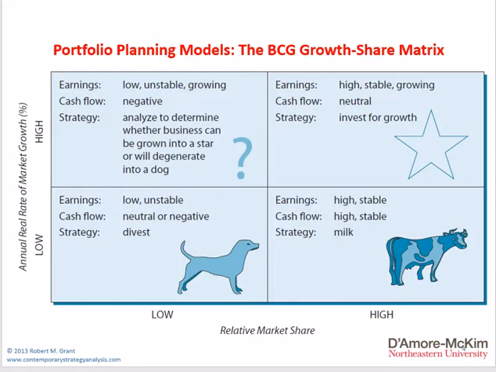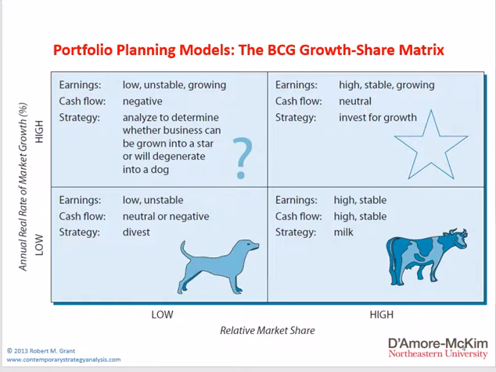The most common tool in portfolio planning is the BCG matrix. And here you can see there are four quadrants based on the relative market share for each division and the annual rate of growth in the industry that division operates in. So the goal here is to plot the firm's various businesses into each one of these four sectors. We'll start with the bottom left sector.